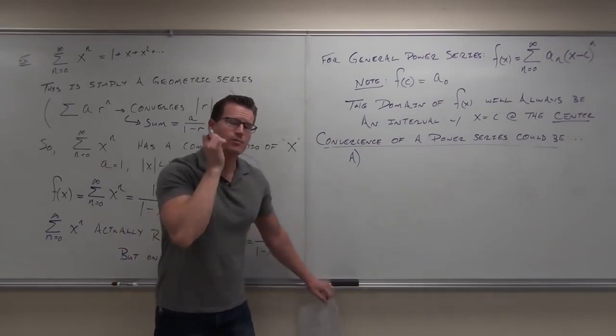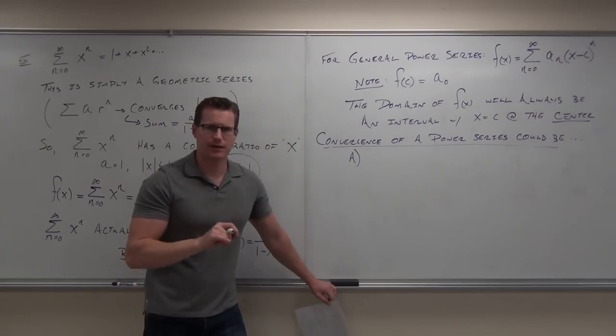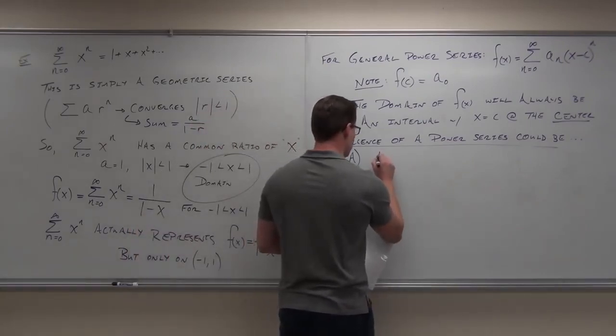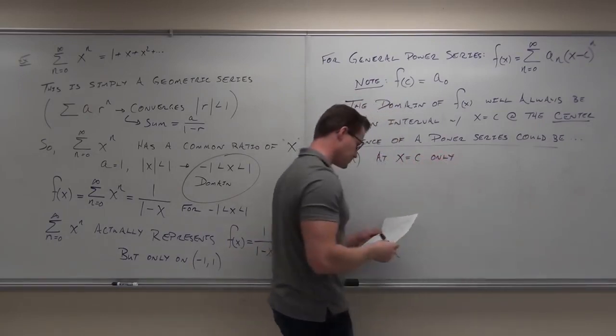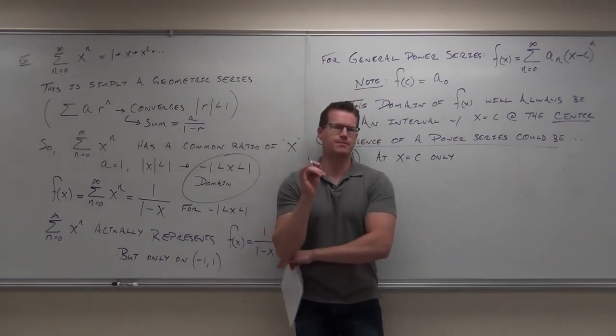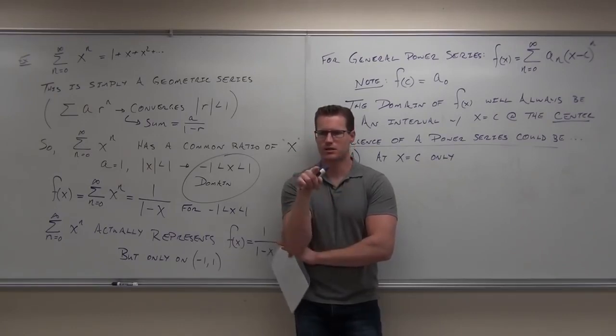First thing, you might have a power series where the function is only defined at the center. It could be defined just at x equals c. If it's defined at x equals c only, we would say that the radius of convergence is 0. A radius has this idea of you going around something, doesn't it? The radius of convergence is 0. It's only at one point.